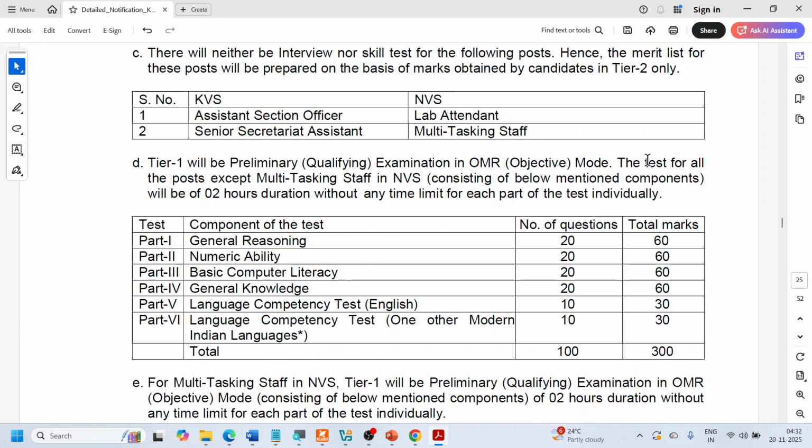Now, what are the things which are there in the tier 1 preliminary qualifying examination? So two tiers, tier 1, tier 2 examination will be there. First one is OMR, objective type of questions, and you have part 1 to part 5. So general reasoning will be there, numerical test will be there, basic computer literacy will be there, general knowledge will be there, and language competency, English as well as the other Indian language including Kannada is there. So how many questions will be there? 20, 20, 20 and 10, 10, altogether 100 questions will be there.